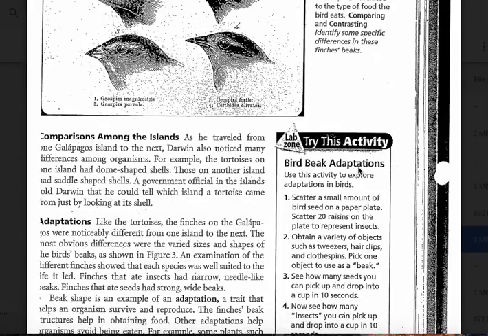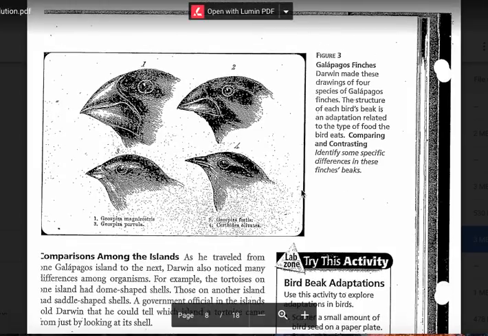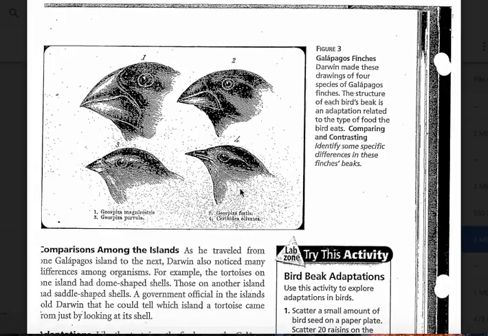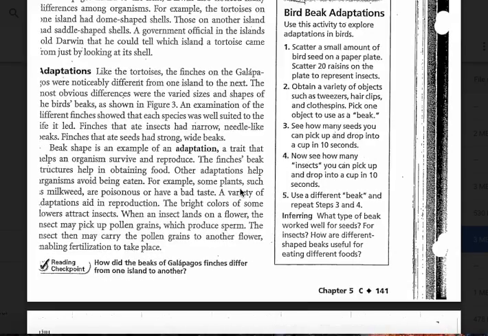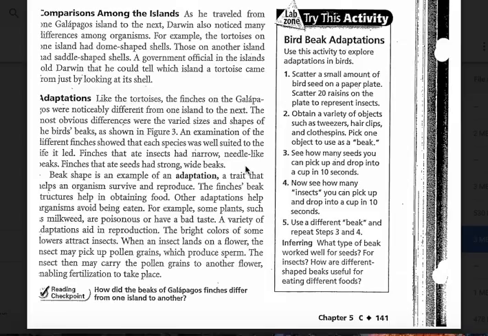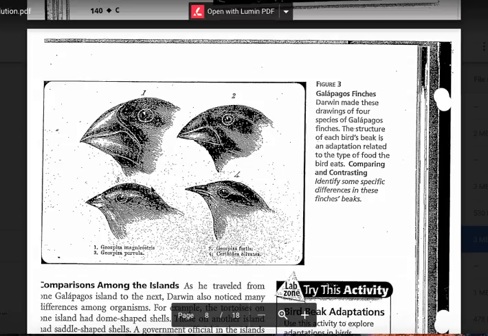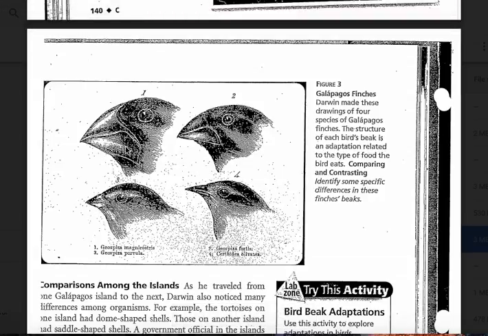So let's take a look at Figure 3. Here we go. You can see the strong, big beaks for cracking seeds, and small needle-nosed beaks for what? Let me see. What does it say? Eating insects. So these guys probably ate insects, and then these are probably cracking tough seeds.